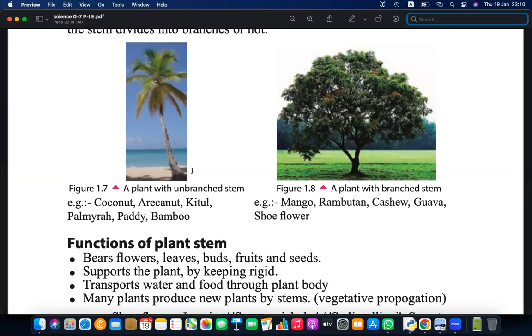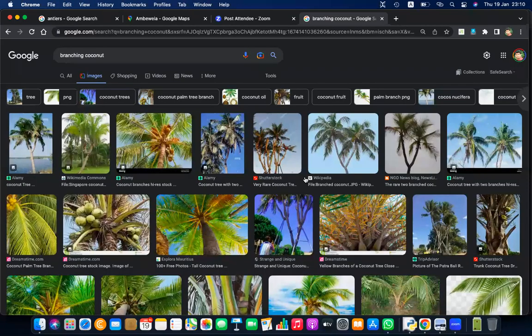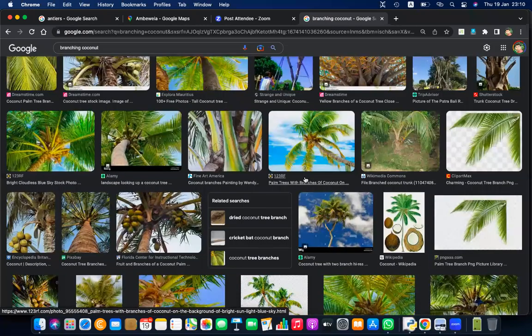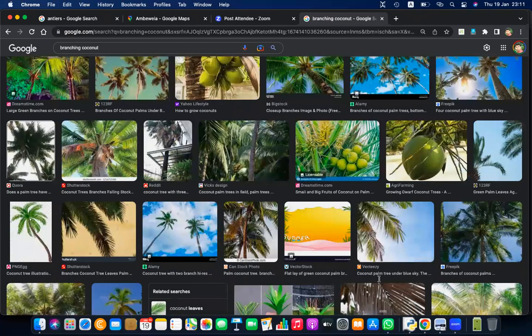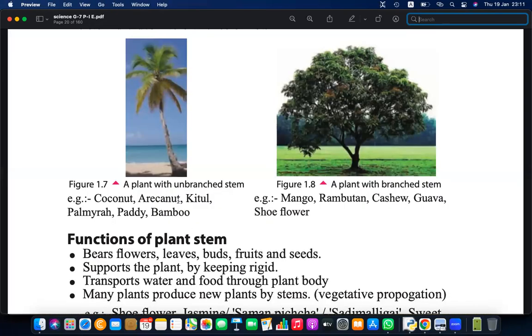Commonly, these plants have an unbranched stem, but rarely there are branched stems. This is a rare condition, like a genetic issue. It doesn't originally come with the coconut, but genetically sometimes you can see branches. And arecanut, kitul, palmyra, paddy, bamboo, these have fibrous roots and also an unbranched stem. But mango, rambutan, jak, cashew, guava have a taproot system with a branched stem.